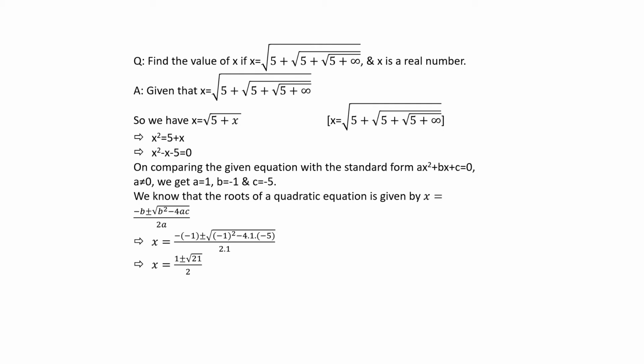But it is already given x is a real number. So 1 minus square root of 21 by 2 cannot be a positive real number, so we have to take only the positive value. Since x is a real number, x equals to 1 plus square root of 21 by 2. Thus, the value of x is 1 plus square root of 21 by 2.